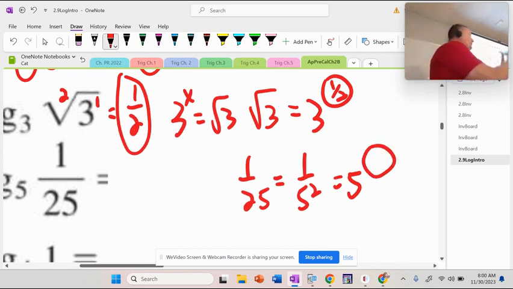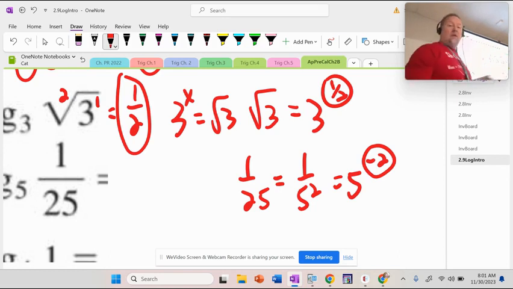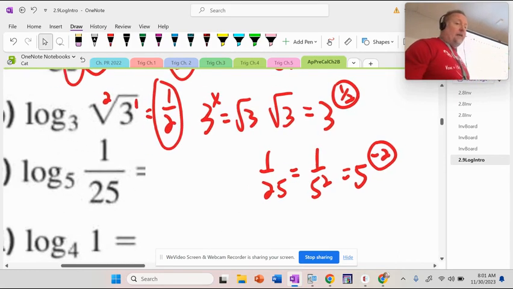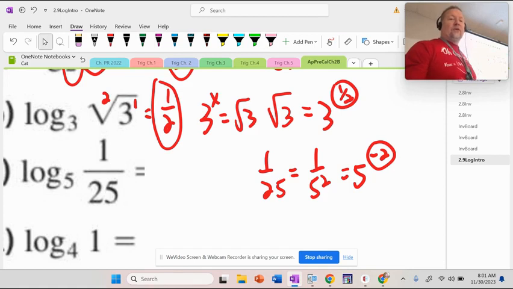-2. Okay, so again, it is not logarithms that kill students in this stuff. It's not knowing your exponent rules, which we actually already went over. So, Kiana, 5 to what power equals 1 over 25? We just told you the answer. And what is it? 3, 2, 1, go. Huh? -2.